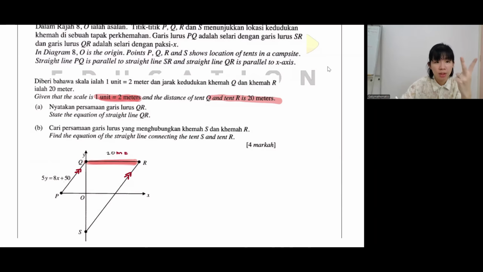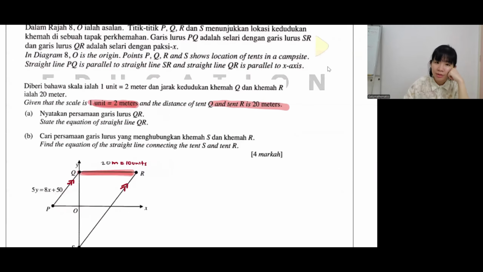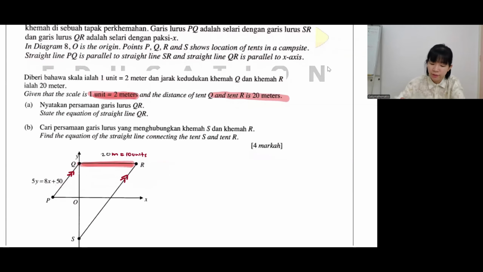1 unit is 2 meters. If I got 20 meters, it means it is 10 units. Okay, 10. Then after that, what else do they give us? Okay, no more already. So they ask us to find part A. Question A: what is the equation (persamaan) of line QR?